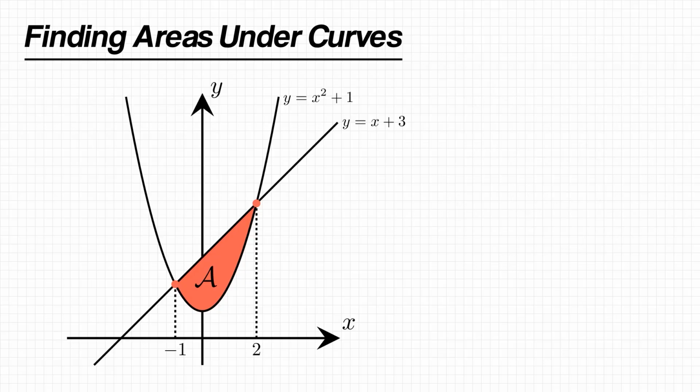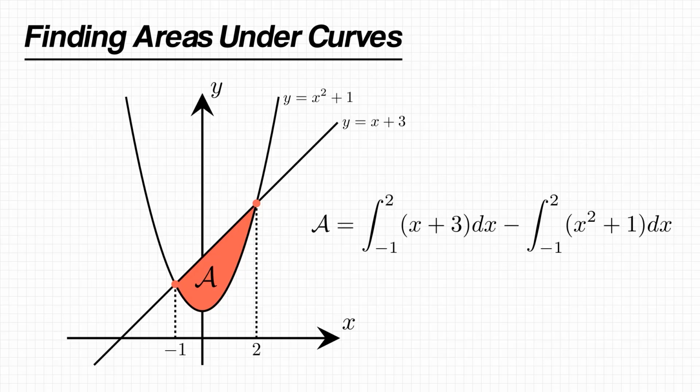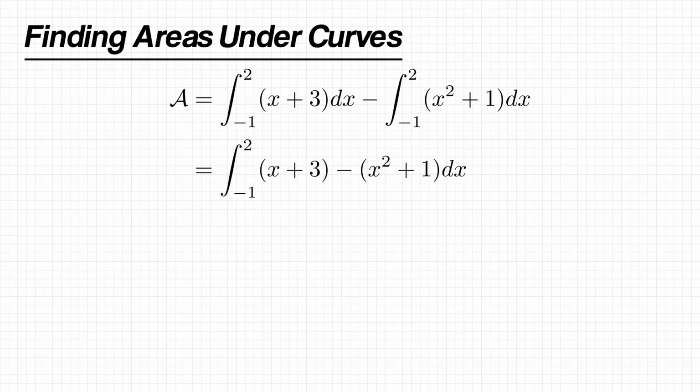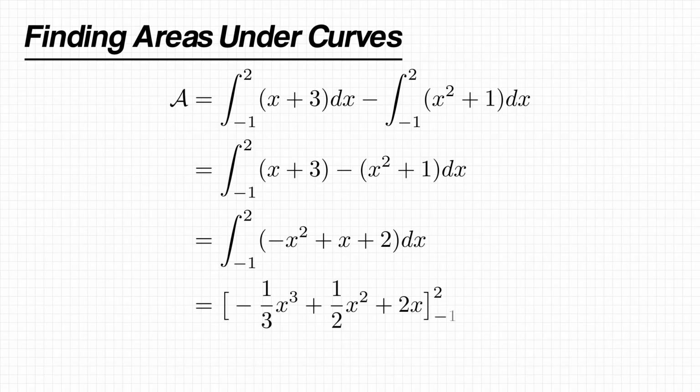Now we can set up our integrals and subtract the area of the bottom function from the top. Instead of evaluating the two separate integrals, we can subtract the functions. Then we simplify that, integrate, and then pass the limits to get our final answer.